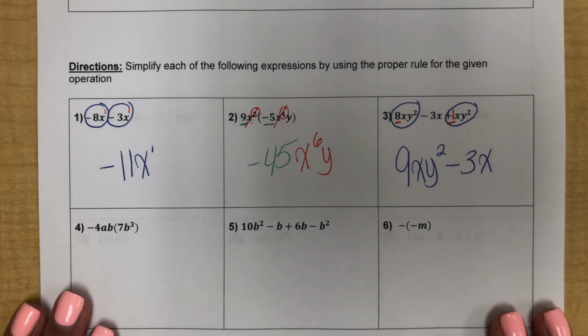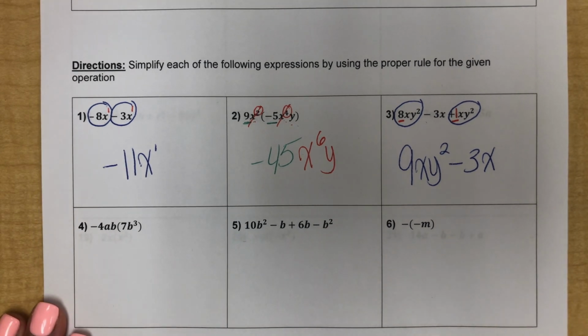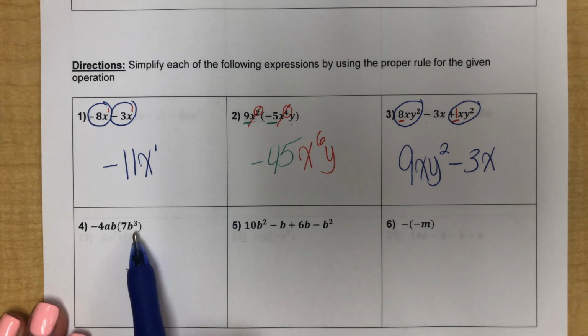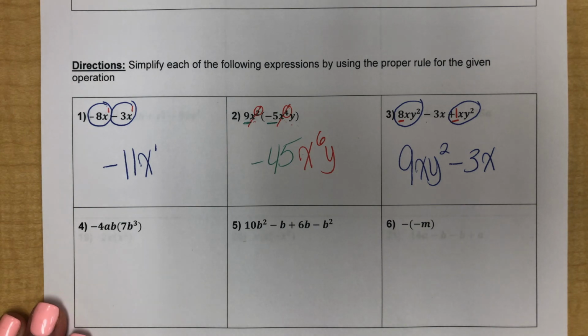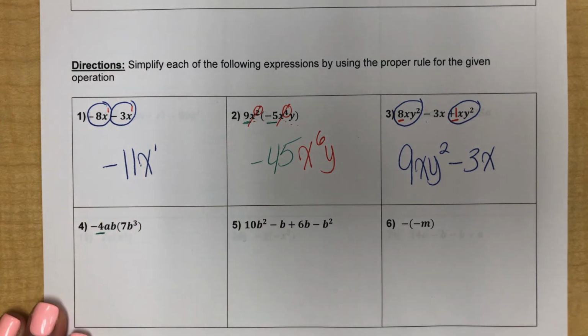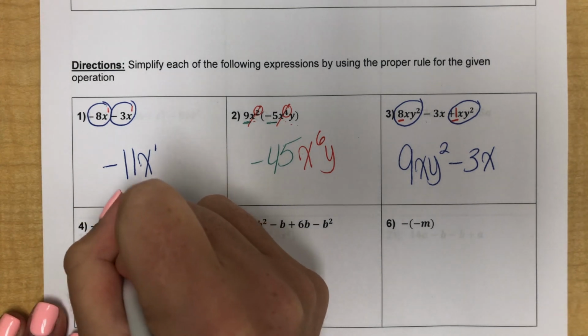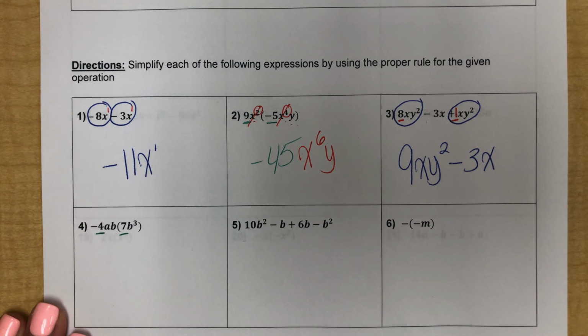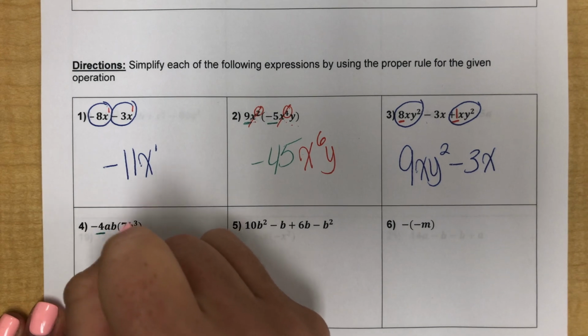Let's try one more. If we look at number 4, I know that this is representing multiplication because again, I see the parentheses here. So when I look at multiplying, the rule is to multiply the coefficients, which are those numbers out front. -4 is the coefficient on the first term. 7 is the coefficient on the second term. So -4 times 7 is -28.